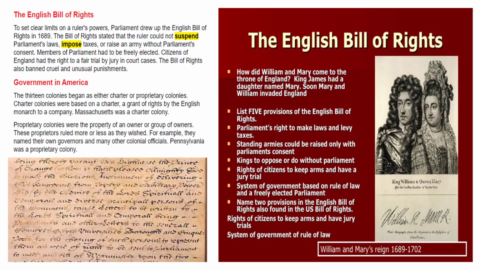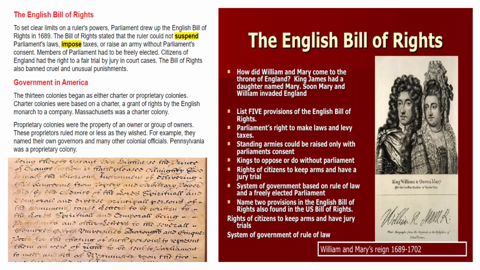The English Bill of Rights. To set clear limits on a ruler's powers, Parliament drew up the English Bill of Rights in 1689. The Bill of Rights stated that the ruler could not suspend Parliament's laws, impose taxes, or raise an army without Parliament's consent. Members of Parliament had to be freely elected. Citizens of England had the right to a fair trial by jury in court cases. The Bill of Rights also banned cruel and unusual punishments.